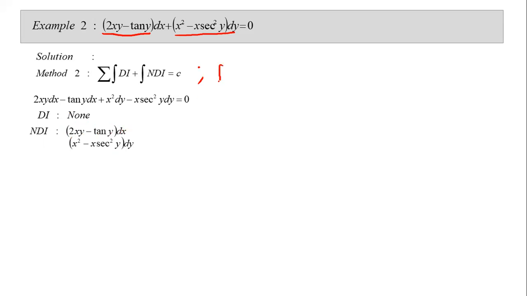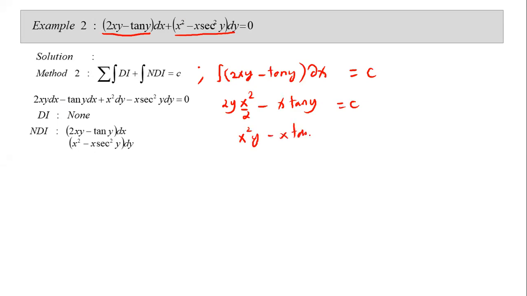So you can choose this, integral of 2xy minus tangent y and then dx, is equal to c. Integrating this with respect to x, y is constant, and then you integrate x, so that's x squared over 2 minus, this is tangent y, you can just throw it out, and then you affix x, and then equals c. So finally, you have x squared y minus x tangent y equals c. And that's the general solution that we are looking for, right?